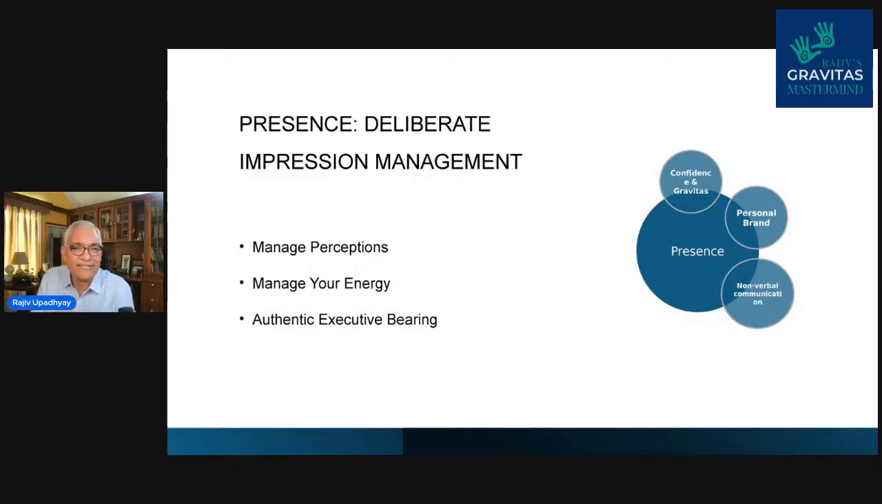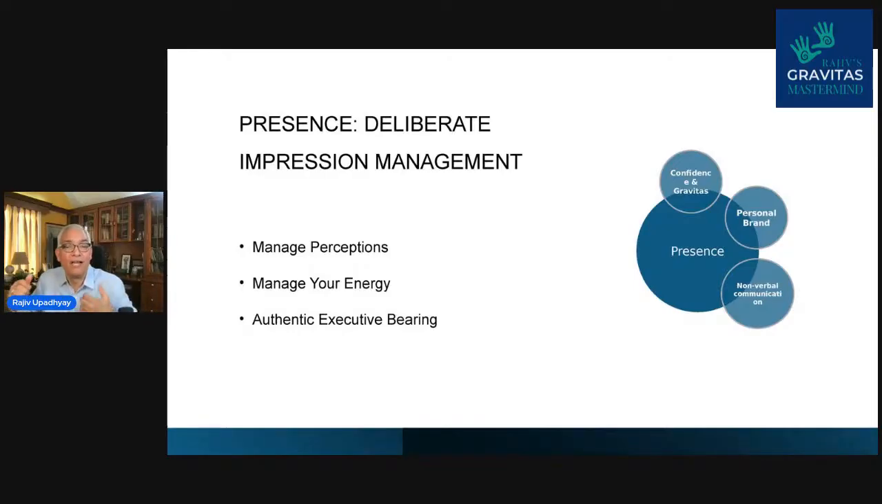Don't judge a book by its cover. But the fact is that we do it all the time. Perception is the reality. What people see and what people believe, that is their reality. And you need to manage those perceptions. So your physical presence, the way that you come across, how confident do you come across? What is your visibility? Do you have a personal brand that people recognize?